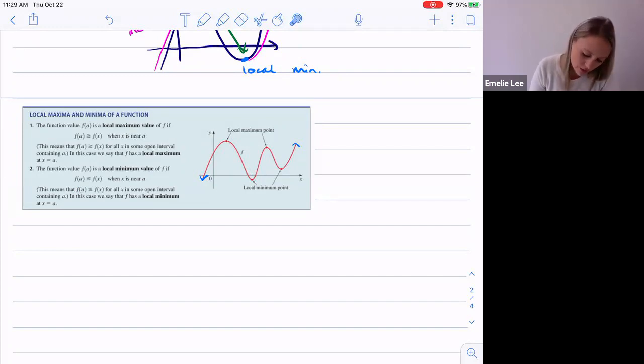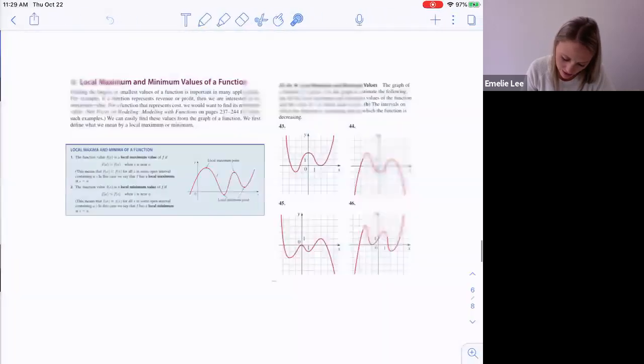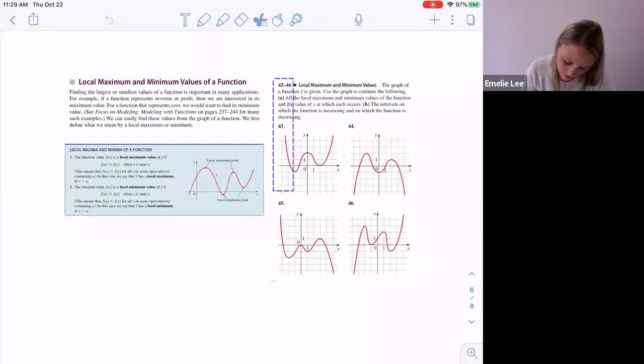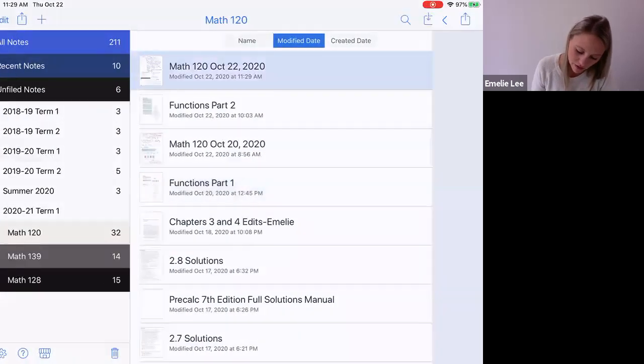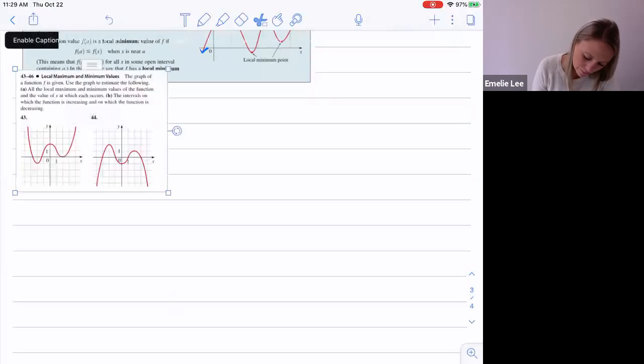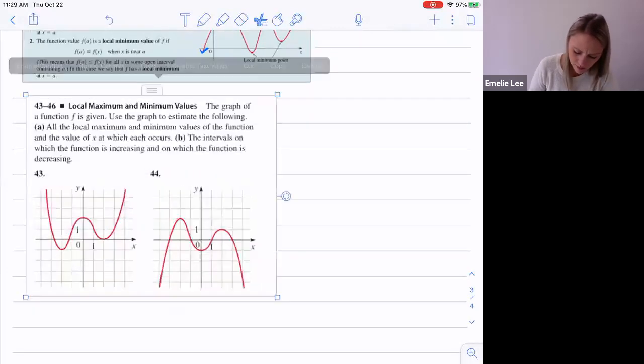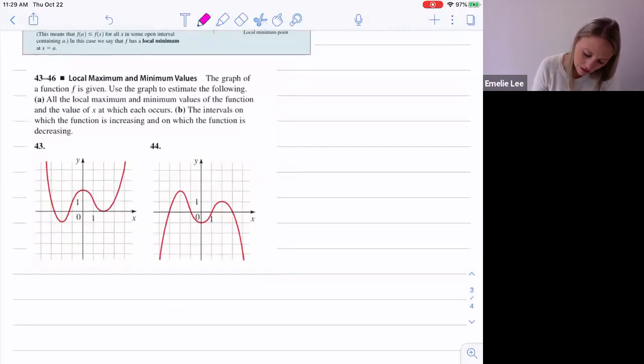And so if I give you a graph like this one, let's just do, I'm going to copy in the first two, leave the other two. We'll just do the first one actually, because it's pretty basic. So here, we're going to do 43.